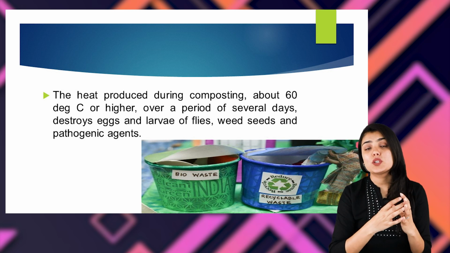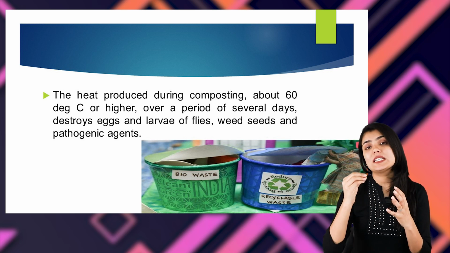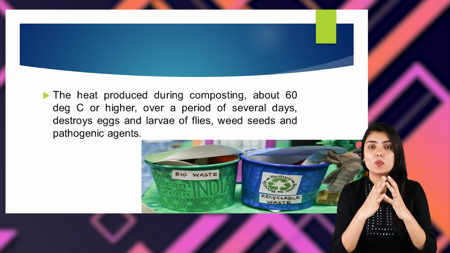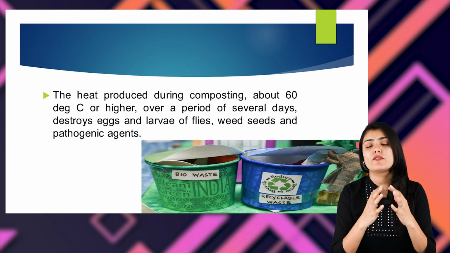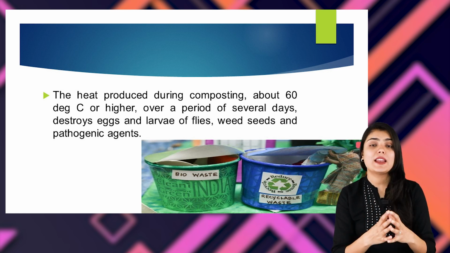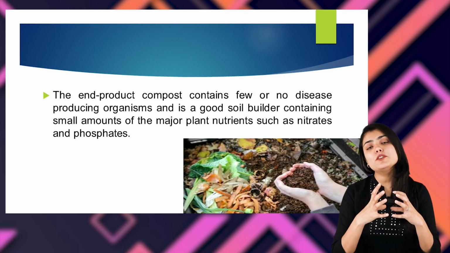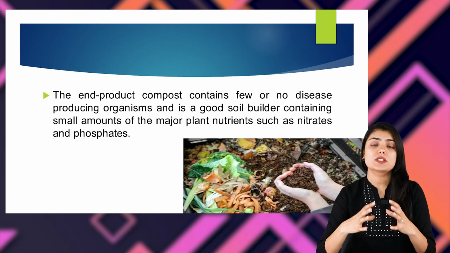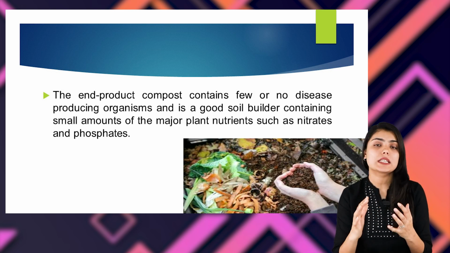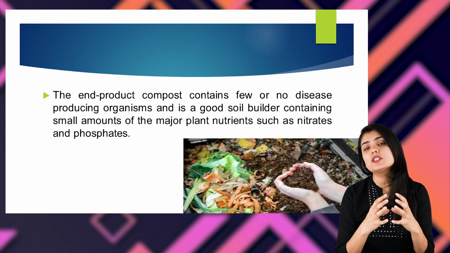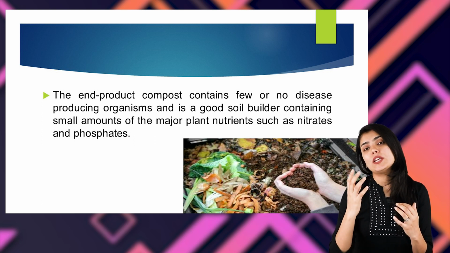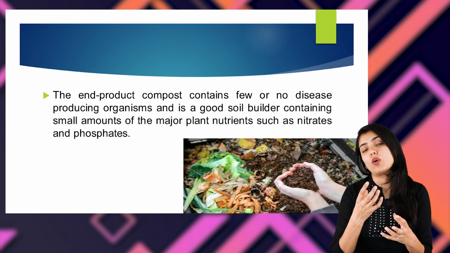The heat that is produced during composting is around 60 degrees centigrade or even higher, and with this heat, the larvae or the eggs of any kind of pathogenic organisms, flies, are destroyed. The end product, which is called compost, contains very few or no disease-causing organisms, and it is also found to be very rich in nutrients that are required for the growth of plants.